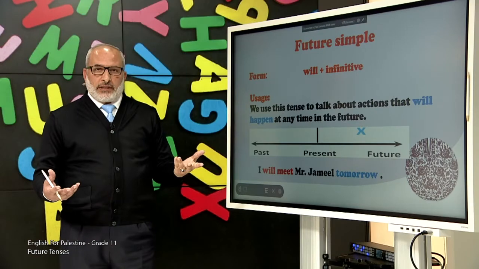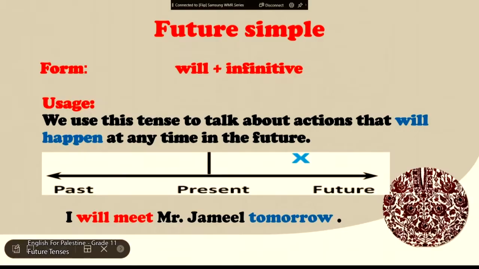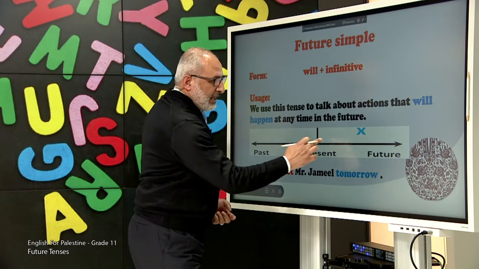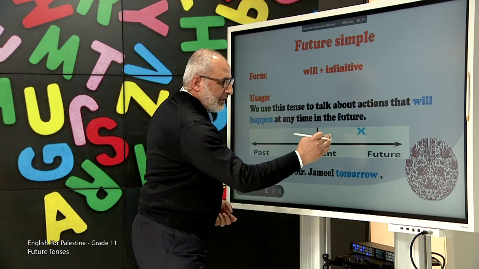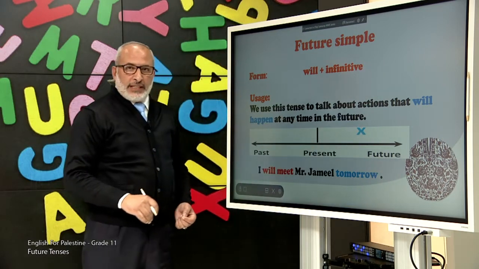Now, when do we use future simple? We use this tense to talk about actions that will happen at any time in the future. Look at the diagram here. This is the present, and this is the future. So any action that will happen here is future simple.